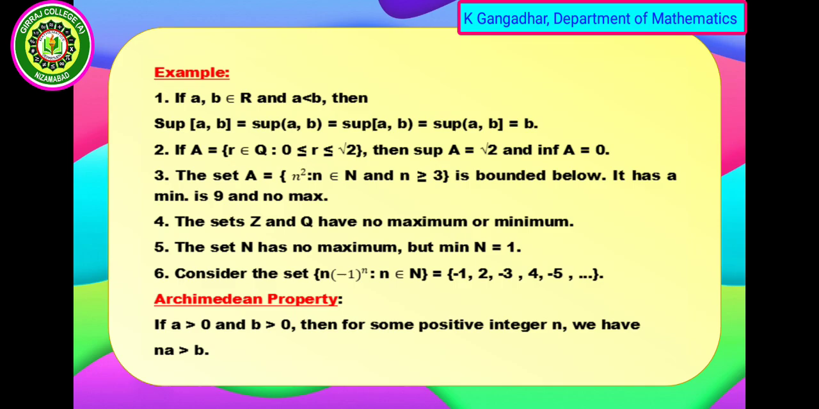Next problem. The set A equals n squared such that n belongs to N and n is greater than or equal to 3. So the set elements are of the form n squared, where n is greater than or equal to 3. What are the elements of the set? Start with 3 squared, 4 squared, 5 squared, and so on. 3 squared means 9, 4 squared means 16, 5 squared means 25, 6 squared means 36, and so on. So the elements of the set start from 9.